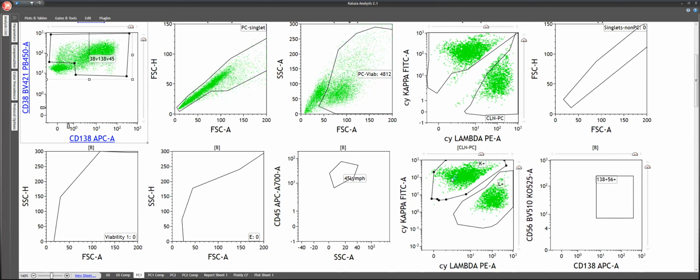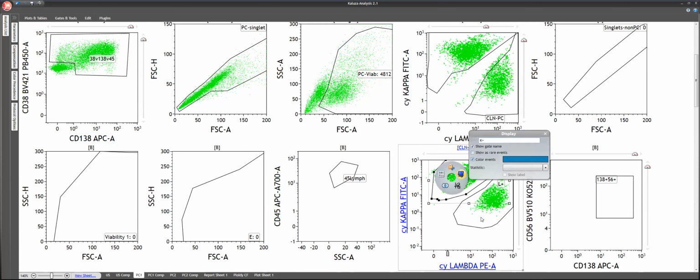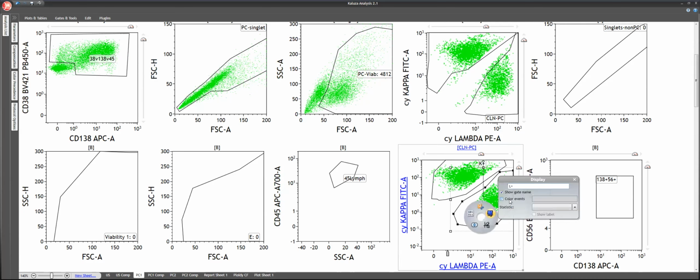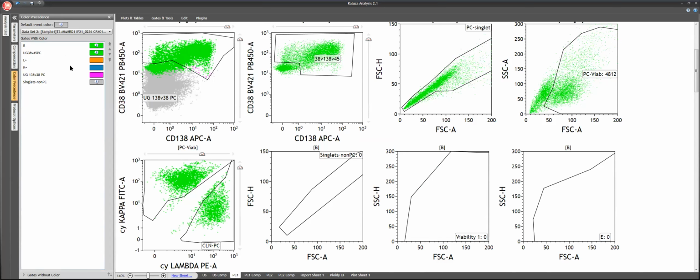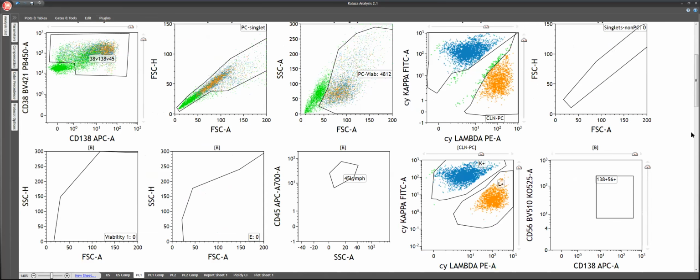Okay, let's give this color to kappa and another color to lambda, and switch off the parent color. Let's switch it off because we don't need it anymore, or we can move this kappa and lambda up. Now you can see here these degenerating plasma cells were actually falling here, and they were also showing down regulation of CD38 and CD138 in a diagonal fashion, indicating those are actually apoptotic plasma cells which we have excluded from our analysis.